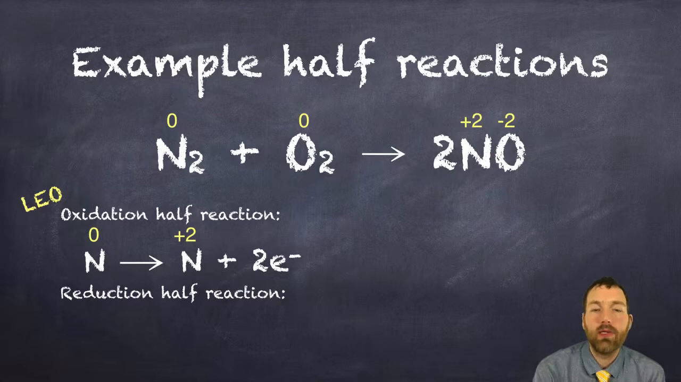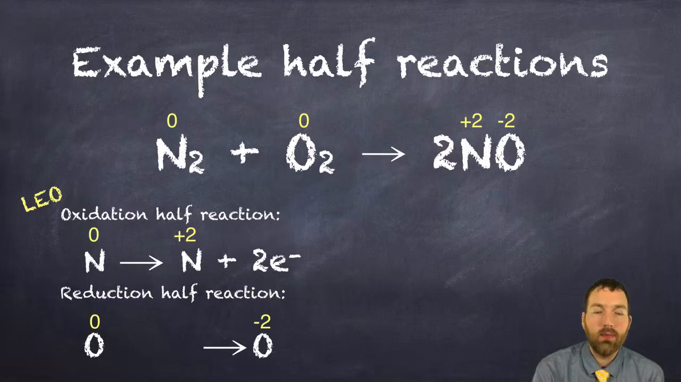Okay, next let's do the reduction half reaction. So oxygen was reduced and went from 0 to -2. I'm just going to focus on how that happened in my half reaction. So I write oxygen with a 0 oxidation number, and then it turns into oxygen with a -2 oxidation number. And I ask myself, how did it do this?